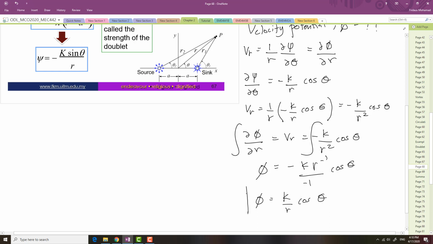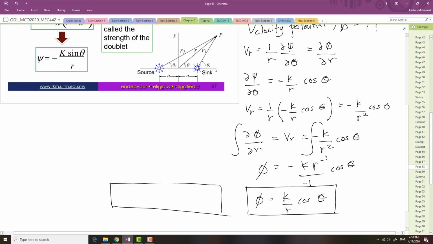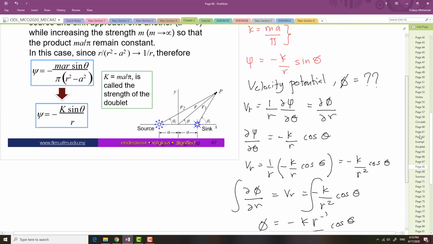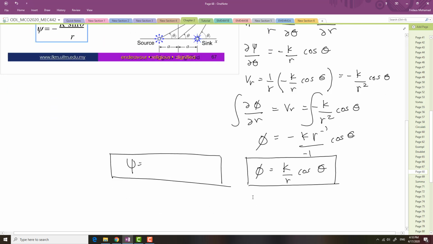Okay, so this is for the doublet, and for psi it is equal to negative k over r sin theta. So these are the equations for the doublet. Okay, so next slide.